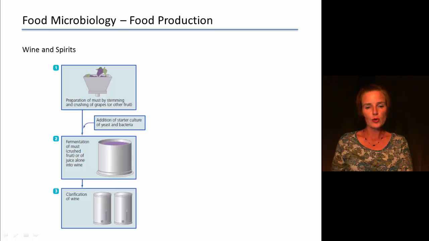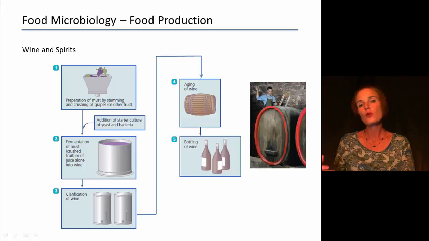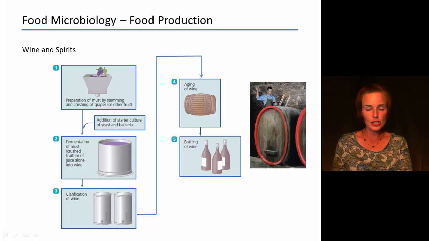Those grapes are going to have a starter culture added to them. That starter culture is probably going to contain yeast and then also some bacteria. They're going to be added and allowed to actually ferment. As they ferment, they're going to produce that carbon dioxide and also that alcohol. Then we're going to clarify the wine basically by some type of filtration process. Once we've done that, the wine is going to be placed into barrels. It's going to be aged.